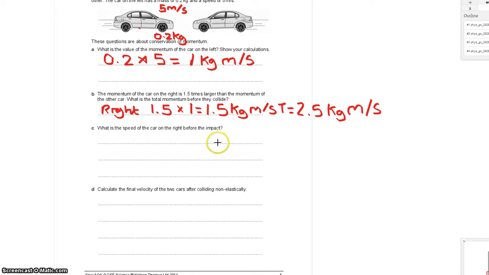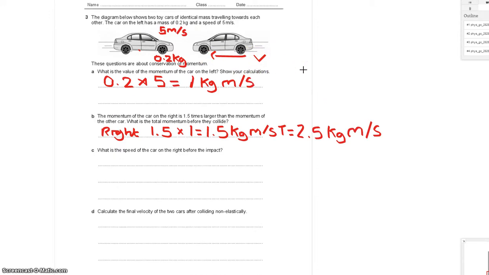And then it says, what is the speed of the car on the right before impact? So we want to find this velocity or this speed here. Now if I just move up slightly, we don't actually know the mass, so we're going to have to work it out from the momentum. We know the momentum of the one on the right. Oh, we do actually know the mass, sorry, my apologies. We know that they're both 0.2 kilograms, so that makes it a bit easier. Otherwise it would be almost impossible to work out without some very complicated mathematics.